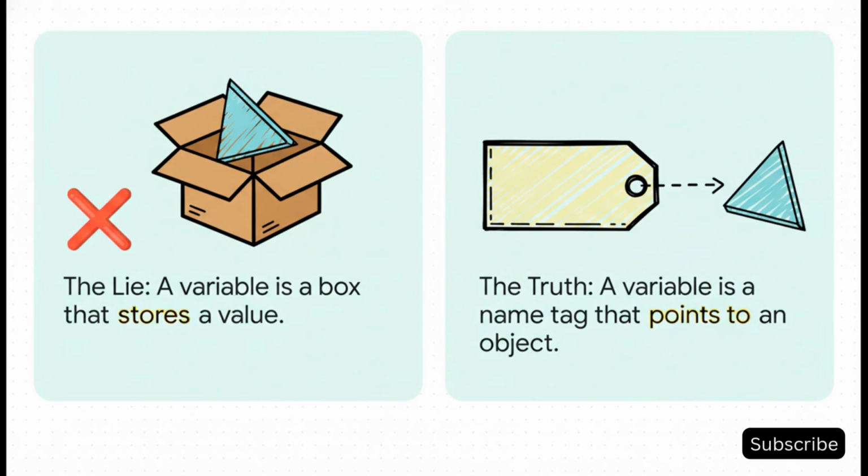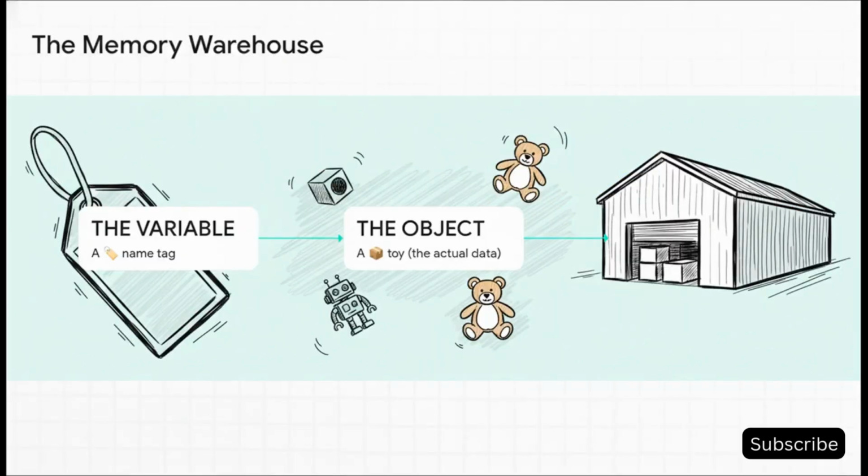A variable in Python is just a name tag. It's a label or a pointer that simply points to where the real data lives in memory. It doesn't contain anything at all. To make this super concrete, we're going to use an analogy for this whole explainer. I want you to think of a variable as just a simple name tag.